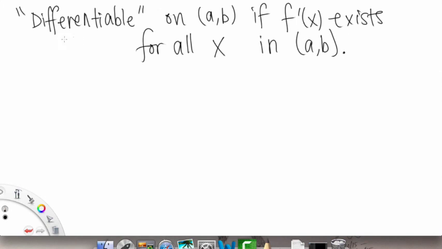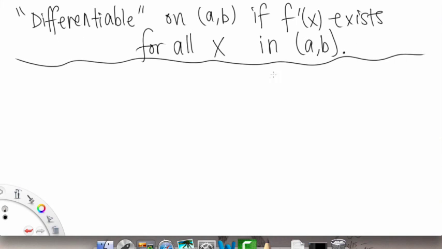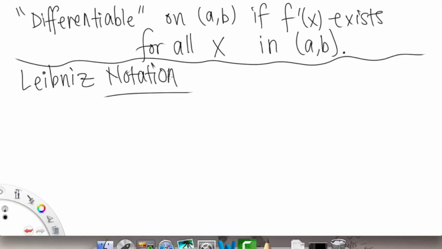Okay, so that's just an umbrella term for any function for which f prime of x exists for all x in that interval. Another thing I want to go over is something called Leibniz notation. This means that whenever you see f prime of x, the first derivative of our function, this is going to be the same thing.